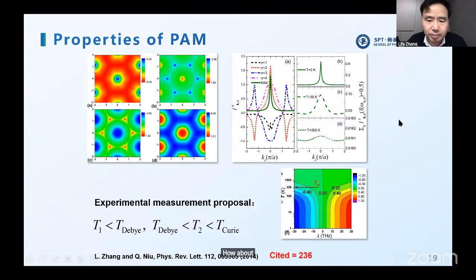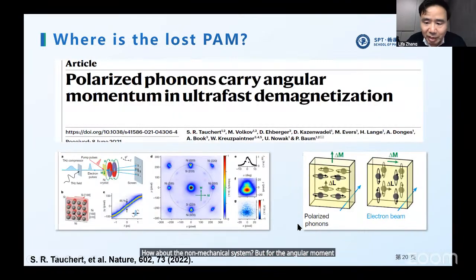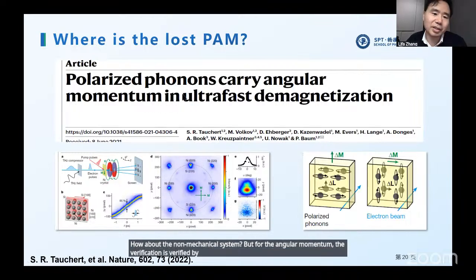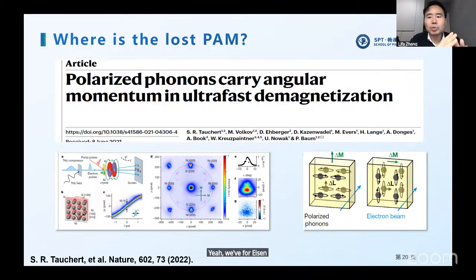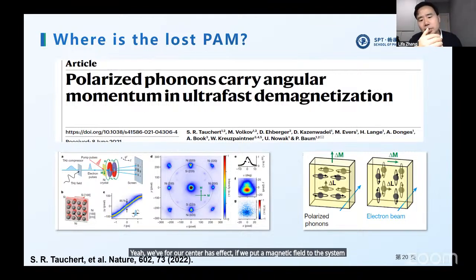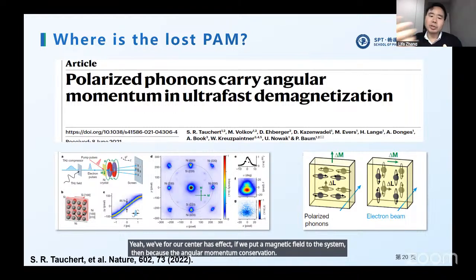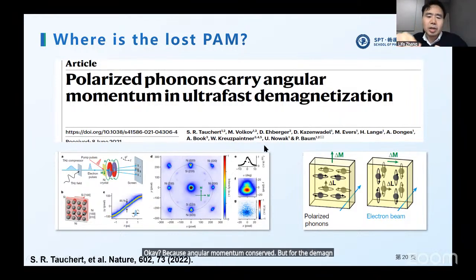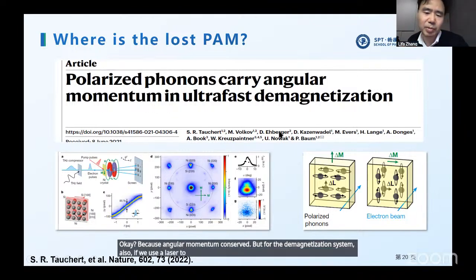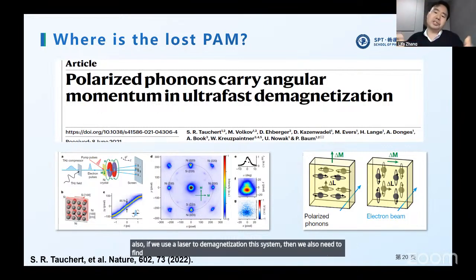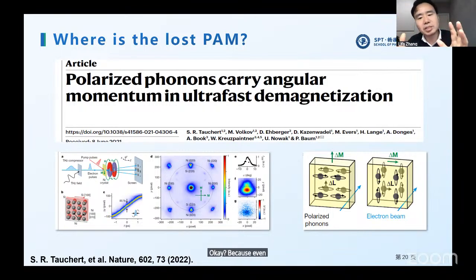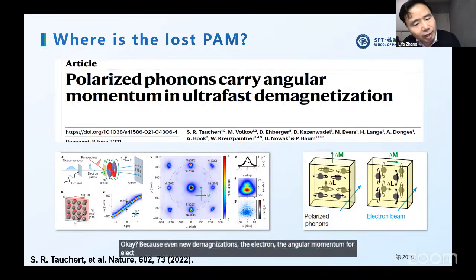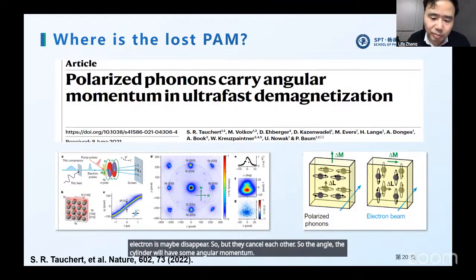How about the non-magnetic system? Okay, but for the angular momentum, the verification is by this work. So this is for the demagnetizing system. For the Einstein-de Haas effect, if we put a magnetic field on the system, then because of angular momentum conservation, the cylinder will rotate back, because the angular momentum is conserved. So for the demagnetization system, if we use a laser to demagnetize this system, then we also need to find some rotation of the system. Because when you demagnetize, the angular momentum of the electron maybe disappears, but they cancel each other. So the cylinder will have some angular momentum that maybe comes back or not.